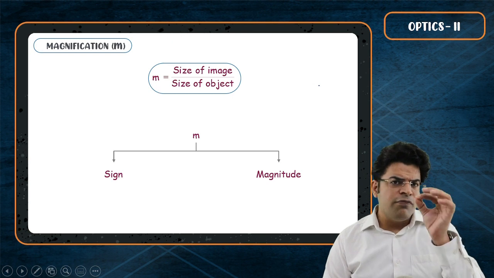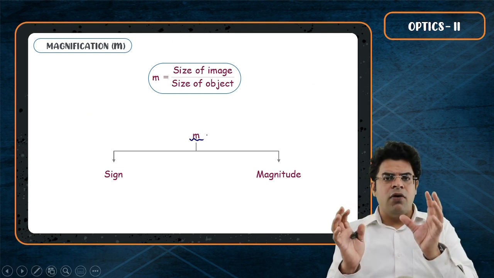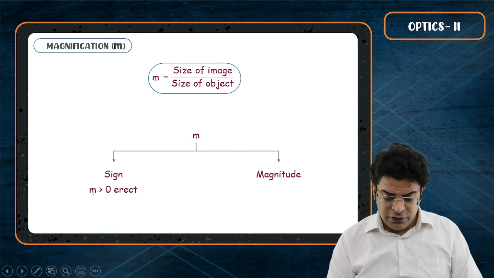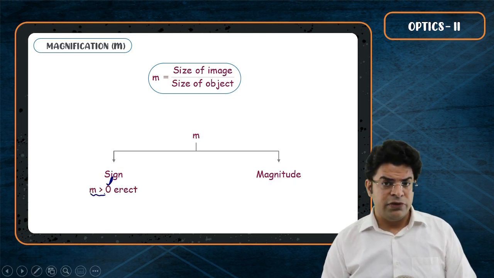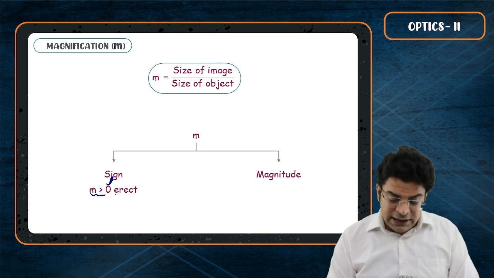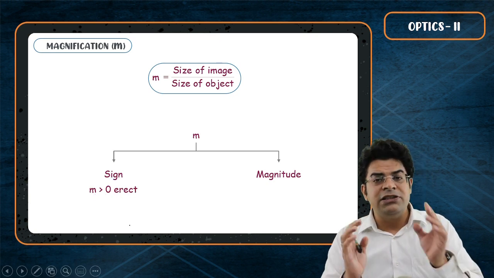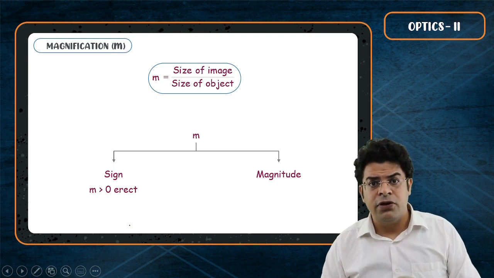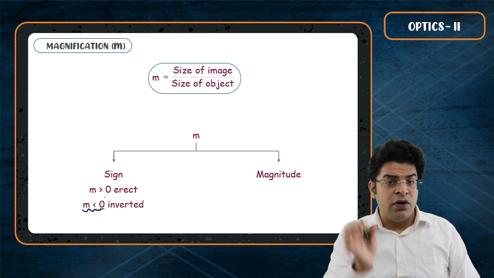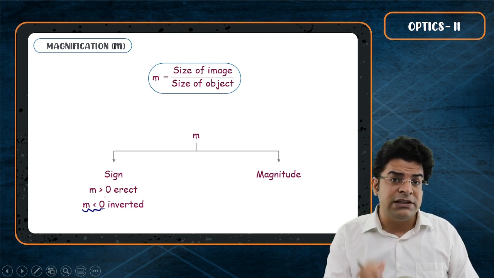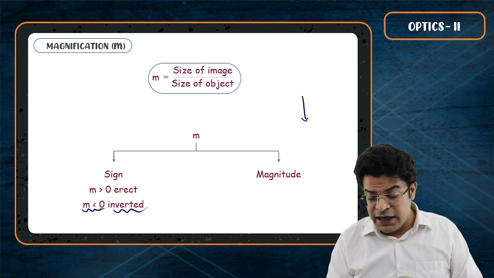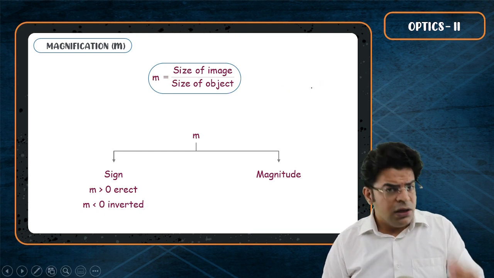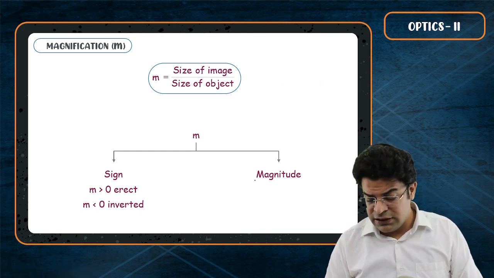So when you think of magnification, you need to think in terms of two things, the sign and the magnitude. If the magnification is greater than 0, if the magnification is positive, we say that the image is erect. It means that the image points in the same direction as the object. If the magnification is less than 0, if the magnification is negative, it means that the image points in the direction opposite to the direction of the object. The second thing you need to focus on is magnitude.